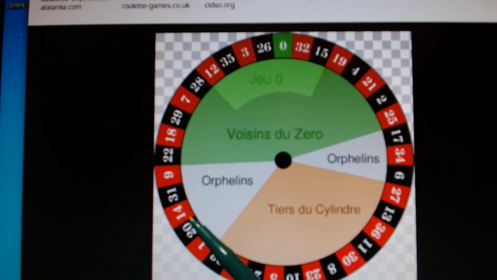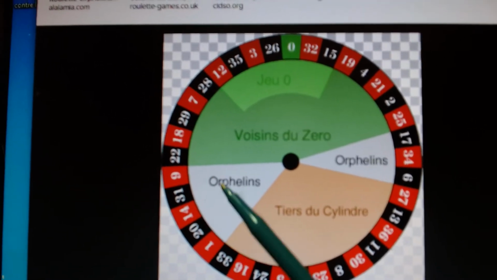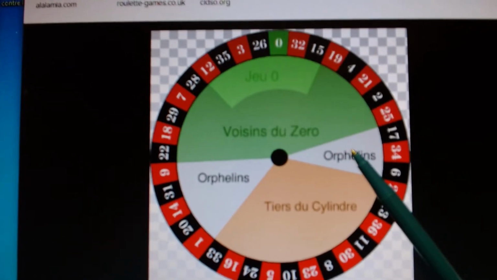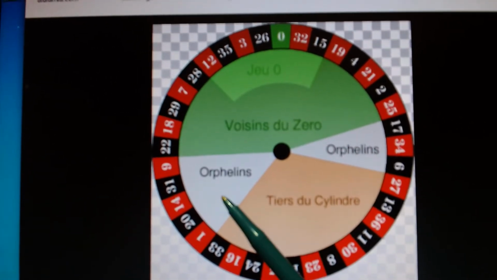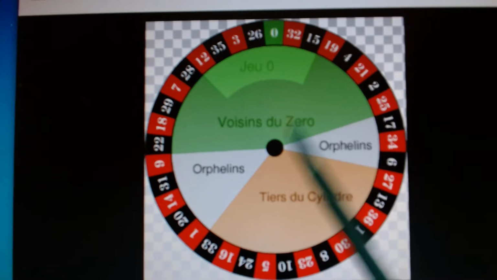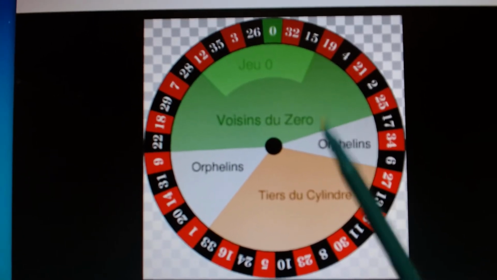The 3, where does the 3 come out? The total here is 75. The total here is 57. 5 and 7, 12. 1 and 2 is 3. This is what the roulette wheel shows us.